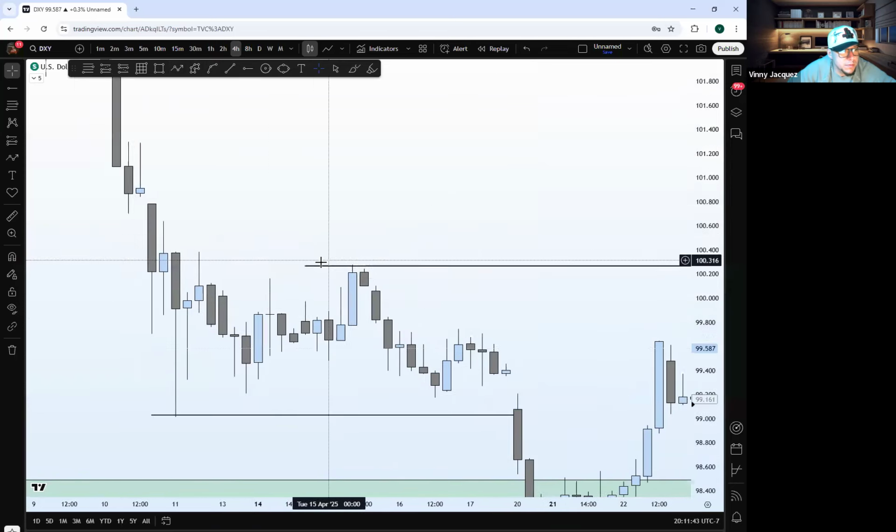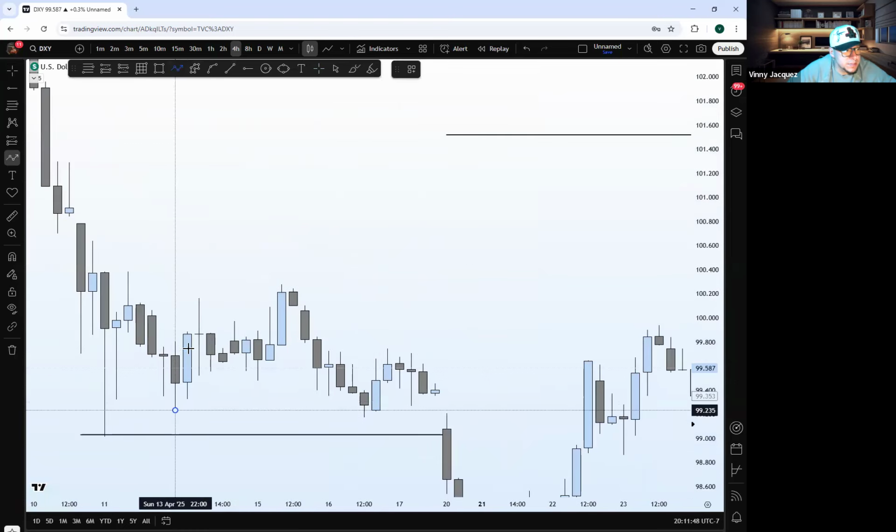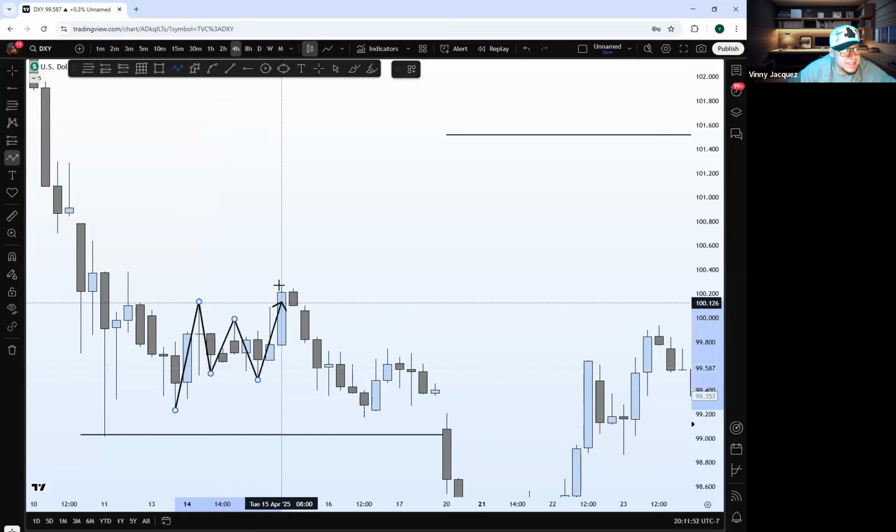But notice how we have, let's get this out the way real quick. Notice how we have consolidation being built up. And then we slightly sweep liquidity here.